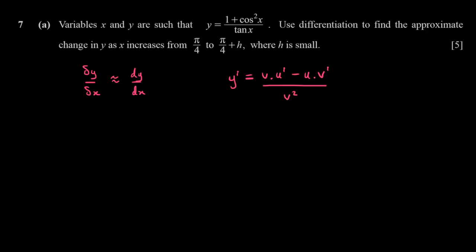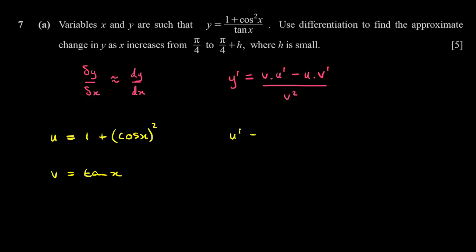We've got to identify what u is. So u is equal to 1 plus cos x squared. There's a reason I'm going to write it like that. And v is equal to tan x. Now we need to differentiate both these.